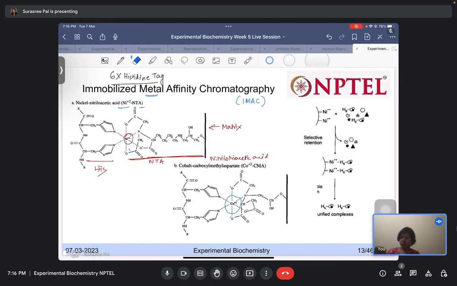Now we next load the protein sample and we collect the flow through. All the proteins which cannot bind to this resin will come out in the flow through. The proteins which are already bound remain inside the column. So now what we do is we wash the column with sequentially higher concentrations of imidazole.